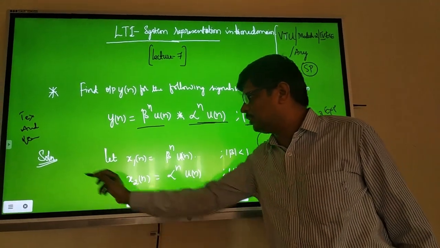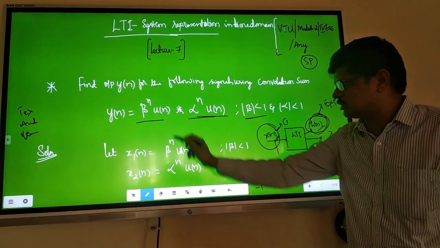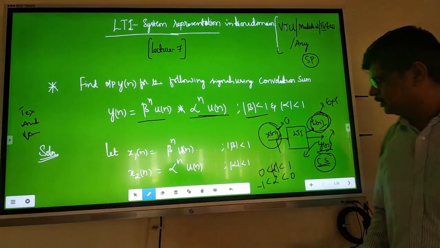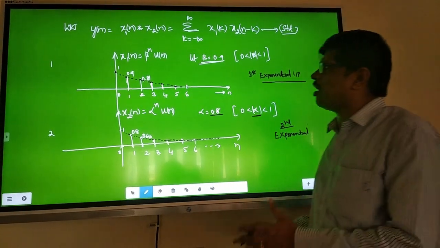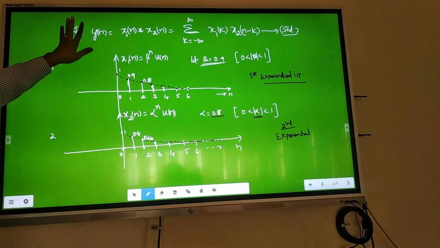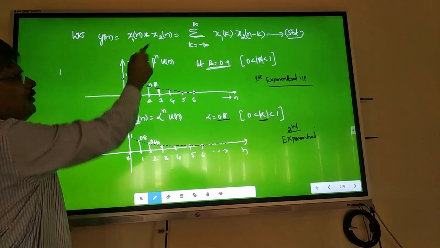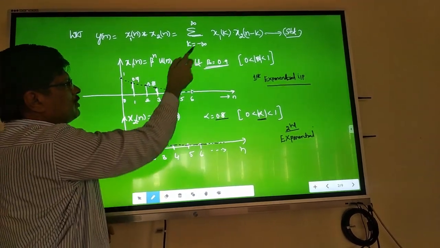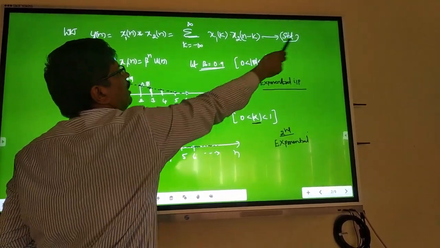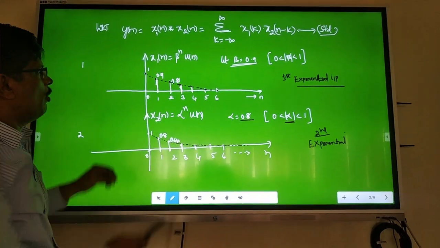The solution is very simple. First write x1 of n as the first exponential signal, with beta less than 1, and the second signal as x2 of n. Then we know y of n, the convolution sum output, is x1 of n convolved with x2 of n. The standard formula is the summation over k from minus infinity to plus infinity of x1 of k times x2 of n minus k. That is the standard form; we used it in the last sessions also.